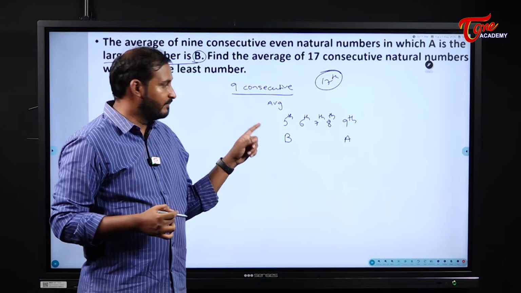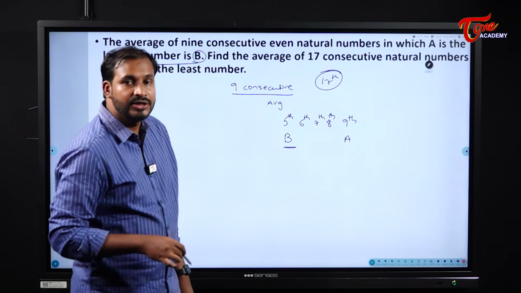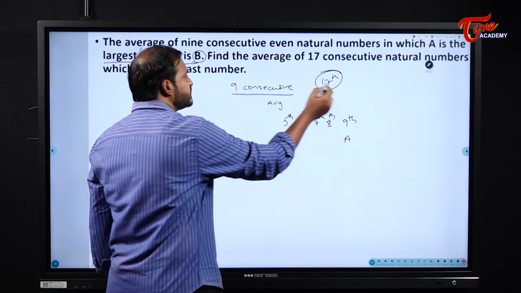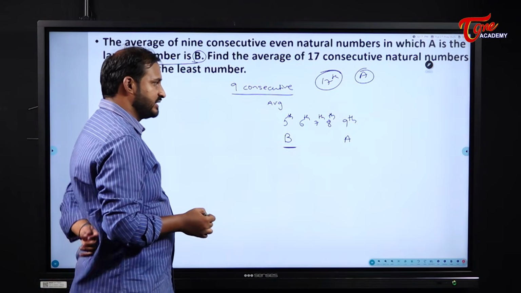B is the least number. That means my previous average is becoming the new least number. And actually the options are related with A. Now please see here, students.